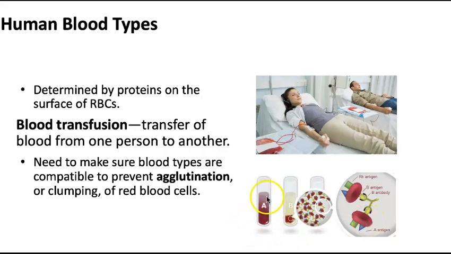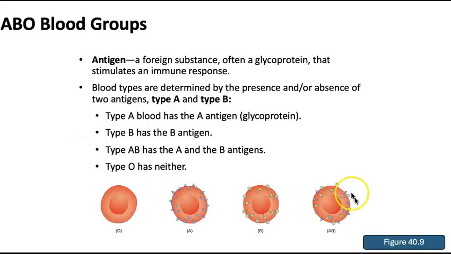So you could see here we didn't have any reaction. This was a compatible mix of blood, whereas over here we can see that we have agglutination taking place. This person had antibodies that are attaching to the antigens on the red blood cells, clumping them together. So what is an antigen? It's a foreign substance, often a glycoprotein, that stimulates an immune response. I always think of it as an ID for each of your cells.